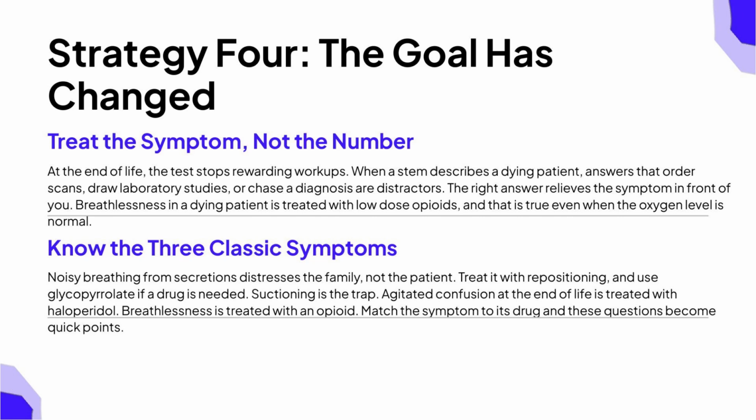Then know the 3 classic symptoms. Noisy breathing from secretions distresses the family, not the patient. Treat it with repositioning and glycopyrrolate if a drug is needed. Deep suctioning is the trap because it is uncomfortable and does not help. Agitated confusion is treated with haloperidol. Breathlessness is treated with an opioid.